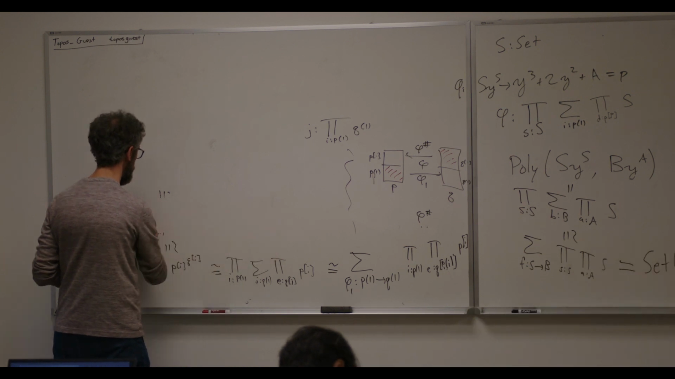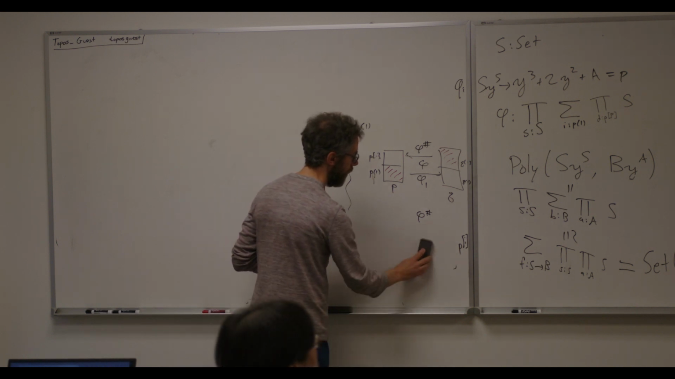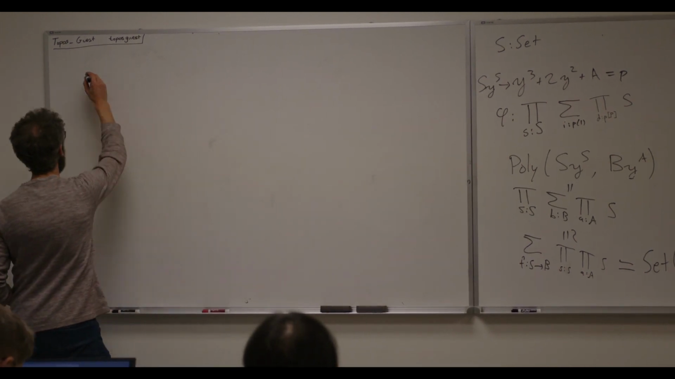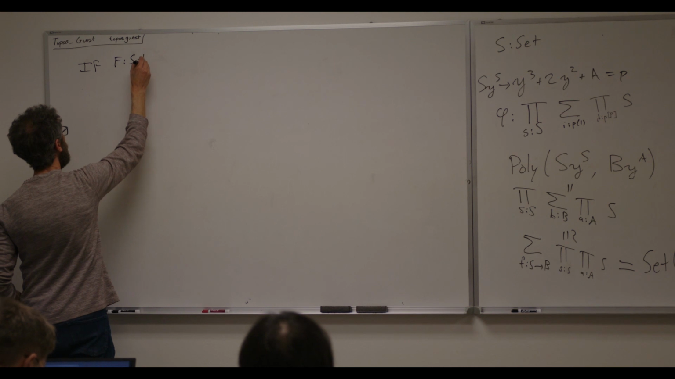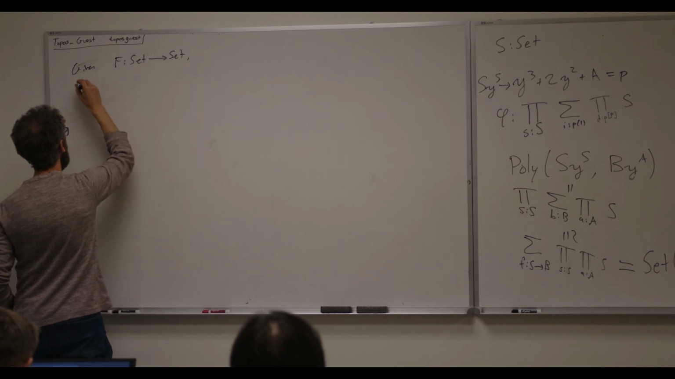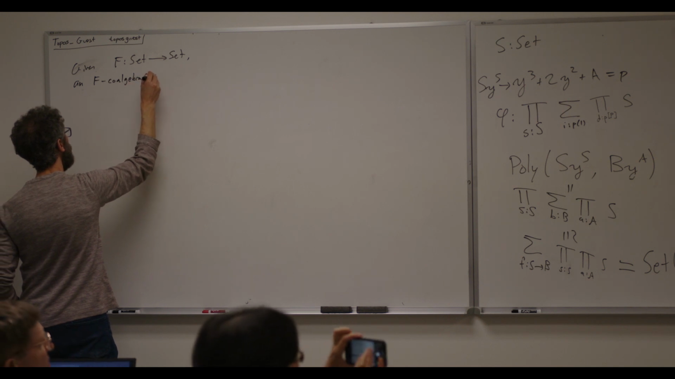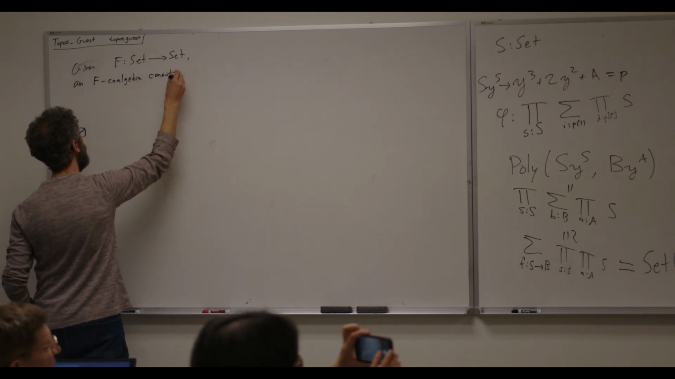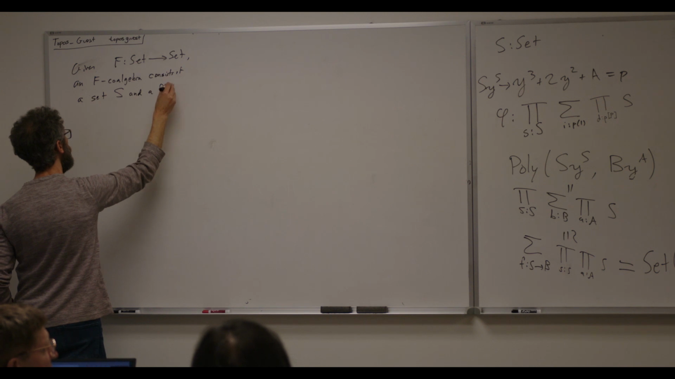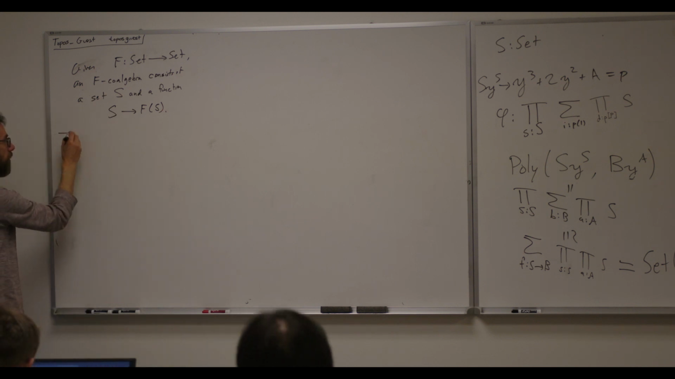There's also something people talk about a lot in category theory called coalgebras, and that's another way of getting at the same thing. So if you have a functor from set to set, if F is a functor, so given F, an F coalgebra consists of a set S and a function S to F of S. So that's what a coalgebra is.